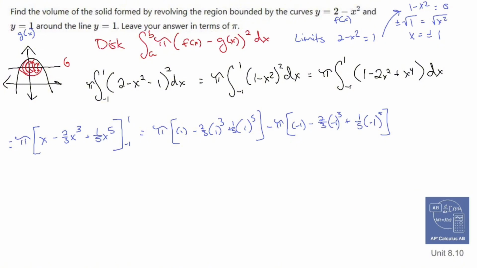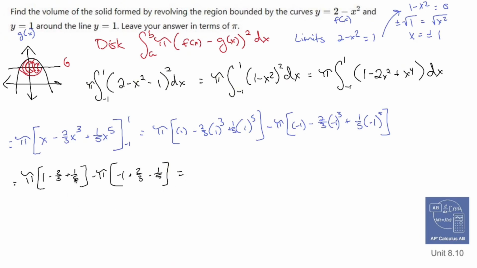Okay, lots of the same numbers are going to be repeated, just opposites. All right, pi is still out there. We get regular 1. This becomes 1, so times negative 2/3 is negative 2/3. This becomes 1, so times positive 1/5 is positive 1/5, minus pi. Okay, you're still negative 1. You become positive 2/3, and you become negative 1/5.